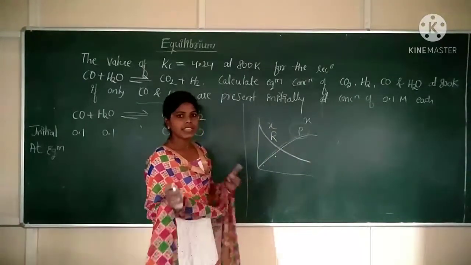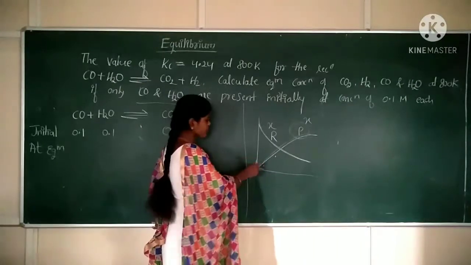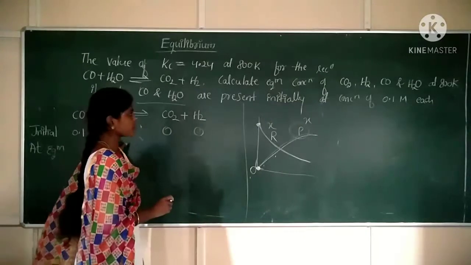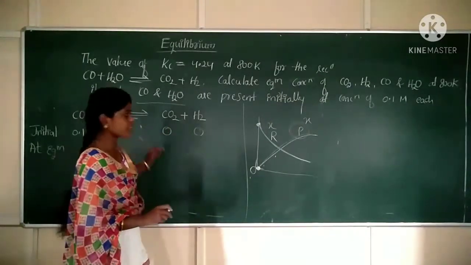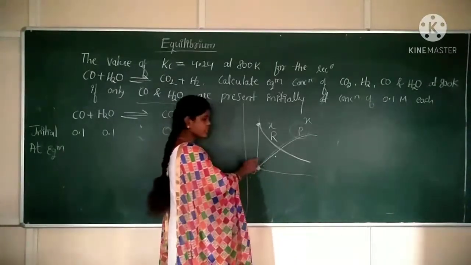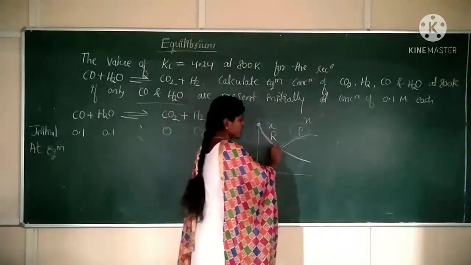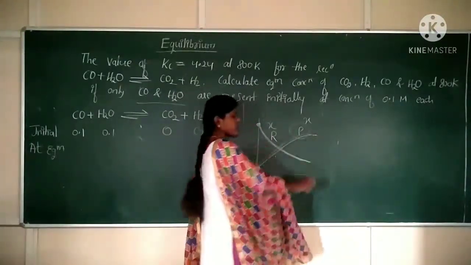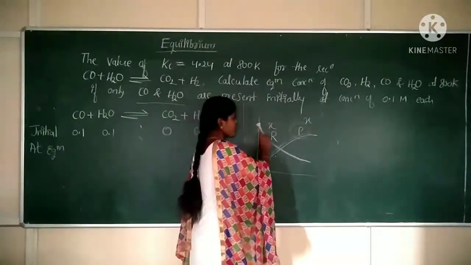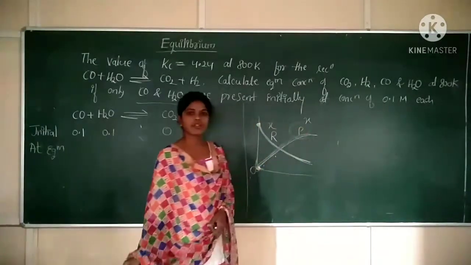Initially, at time t equals 0, the concentration will be more for what? Reactant. I have taken it as 0.1 because this is the given data. Now at initial time the concentration of product will be 0. As the reaction proceeds the concentration of reactant decreases and the concentration of product increases, correct? Now I will take x mole per liter decrease in reactant concentration and x mole per liter increase in the concentration.